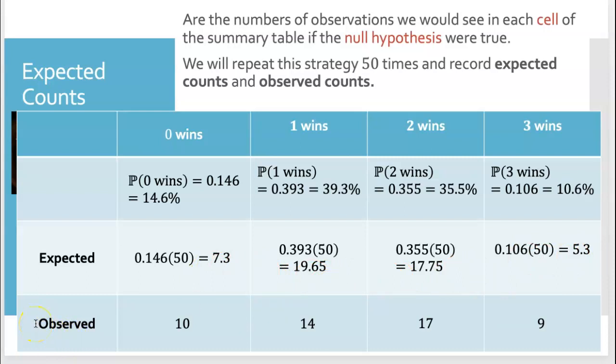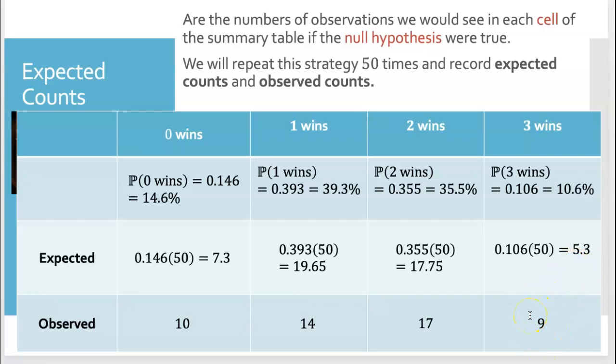And when I play the game 50 times, 10 times I have 0 wins, so I lost a little more than I expected. 14 times I get 1 win, which is a little less than what I expected. 17 times I won 2 out of 3, so right around what I expect. And then 3 times I won 3 out of 3, right? So a little bit more than I expect.